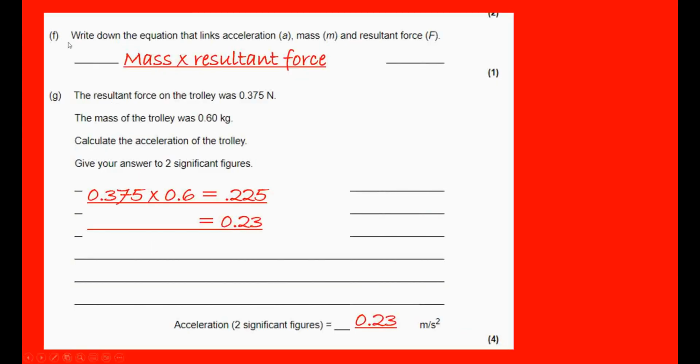Right, moving on. Calculation question. We need to write down the equation that links acceleration, mass, and resultant force. And we've got mass times resultant force. We've got the resultant force on the trolley is 0.375 newtons. The mass of the trolley is 0.6 kilograms. We need to calculate the acceleration of the trolley, and we need to give our answer to two significant figures. And here is our calculation, and here is our answer. So your job is to find and fix the mistake. So pause the video here.